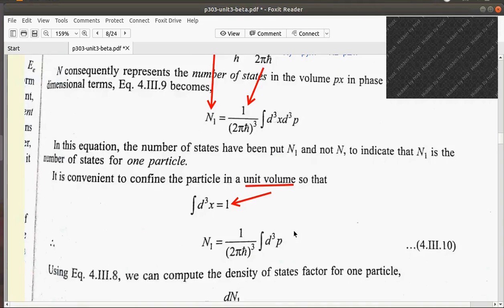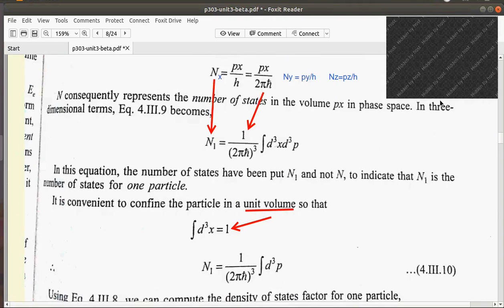Is there any query with regard to this that we have covered? Anybody has any doubts?